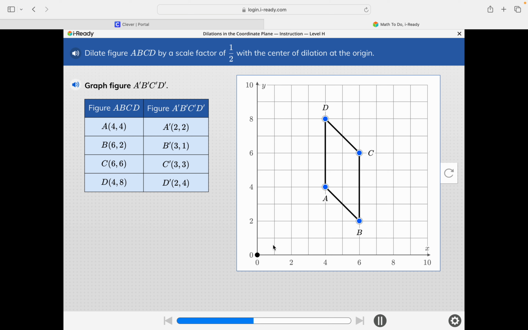Let's do A prime, tell me. First, we have to bring the A in the center. Go 2. So 2 is right there. And then go up 2. Right there, A prime will stay here, okay?